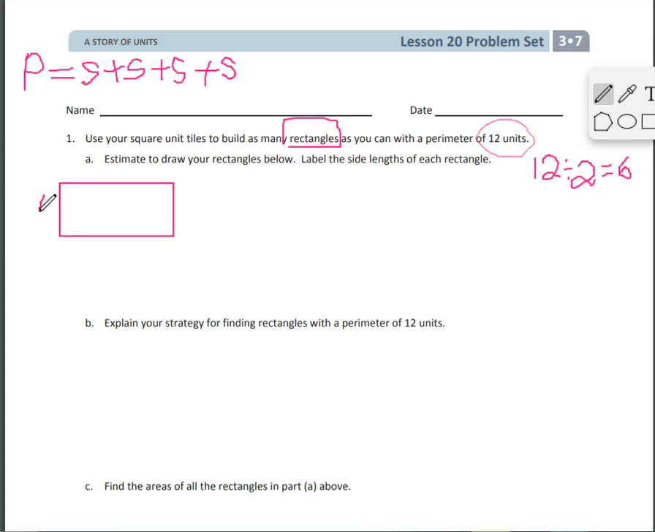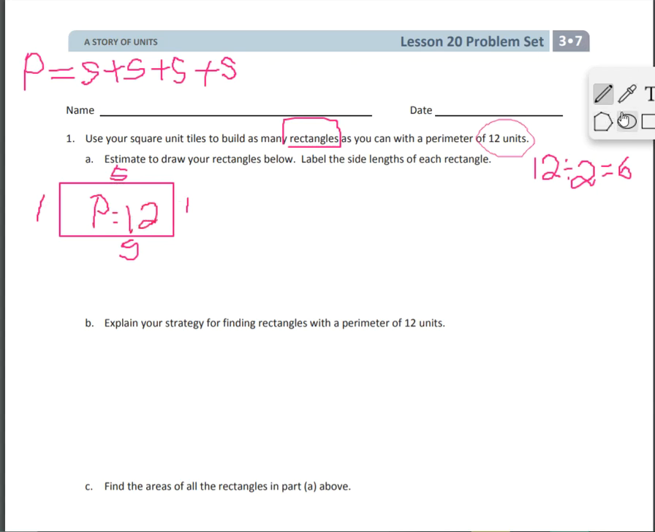So I'm going to do the easiest one I can first, and I'm going to do 1 and 5 and 1 and 5. And now I'm going to go back and check my work. 5 plus 5 is 10, plus 1 is 11, plus 1, yes, we've got it, perimeter of 12.